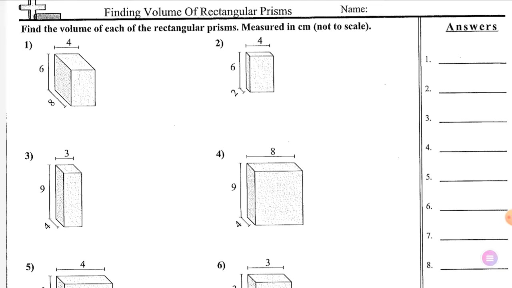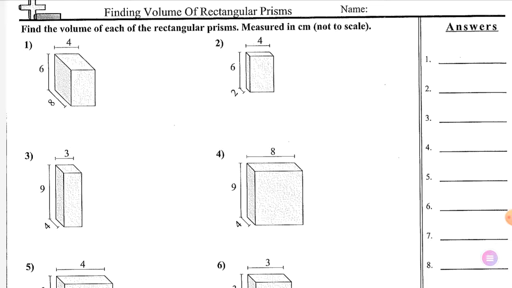Okay, go to the page that looks like this. It says, find the volume of each rectangular prism. They're measured in centimeters, and it says not measured to scale, which means like one side that's 4 centimeters and one side that is 8 centimeters, the 8 centimeter side isn't twice as long in the picture. You just have to take the number that it gives you. Okay, so we're finding the volume of a rectangular prism.